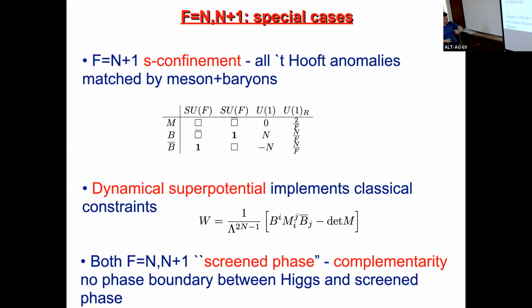Now the other special case is when the number of flavors is equal to n+1. That's what is called the s-confining case. In that case, the most naive thing is the right description, which is now you take the mesons and the baryons as composites, but again just gauge singlets. And now all the 't Hooft anomalies are actually matched at the origin. So no symmetry breaking is necessary here.